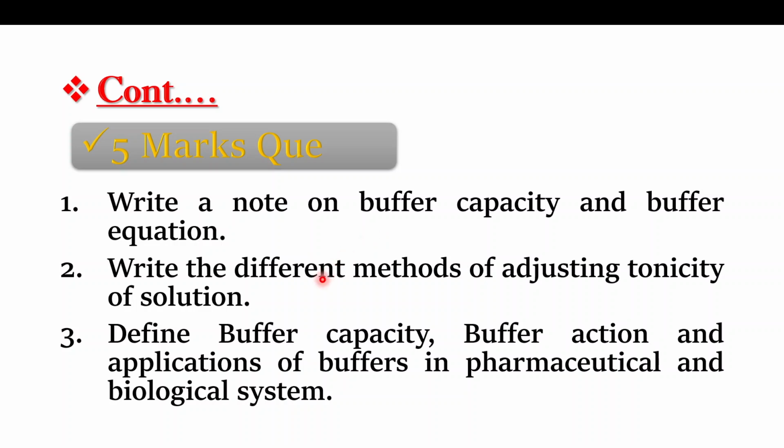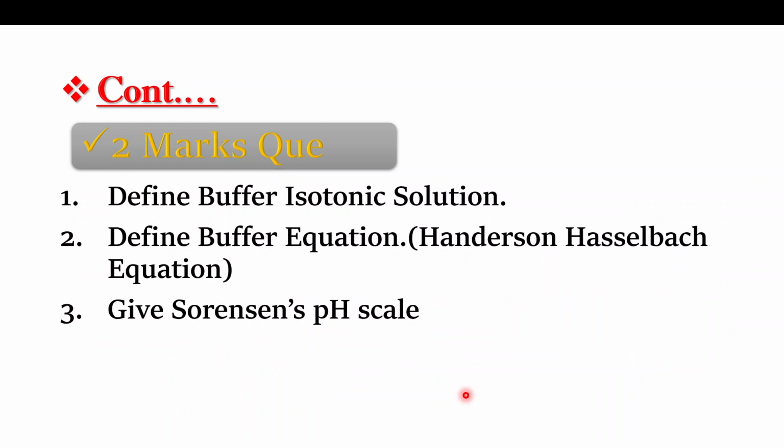Okay. Next, write the different methods of adjusting tonicity of solution. Last, define buffer capacity, buffer action, and applications of buffer in pharmaceutical and biological system. So these are the 5 mark questions from unit 5. Last, 2 mark questions from unit 5: first question is define buffer isotonic solution. Next, define buffer equation, that is Henderson-Hasselbalch equation. Last one is Sorensen's pH scale.